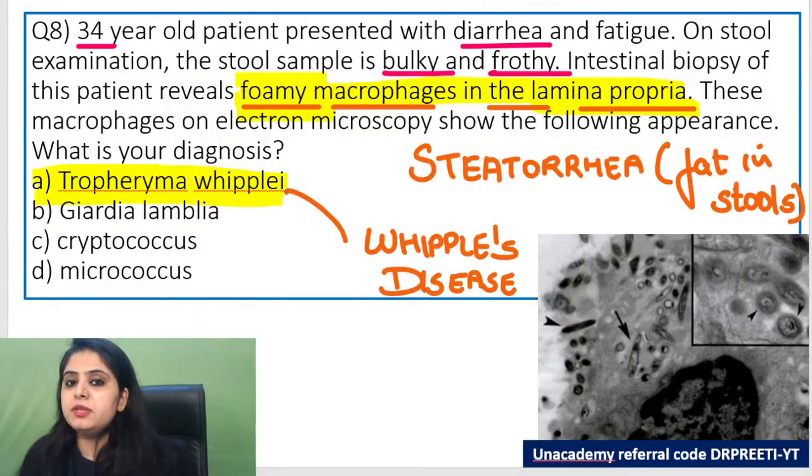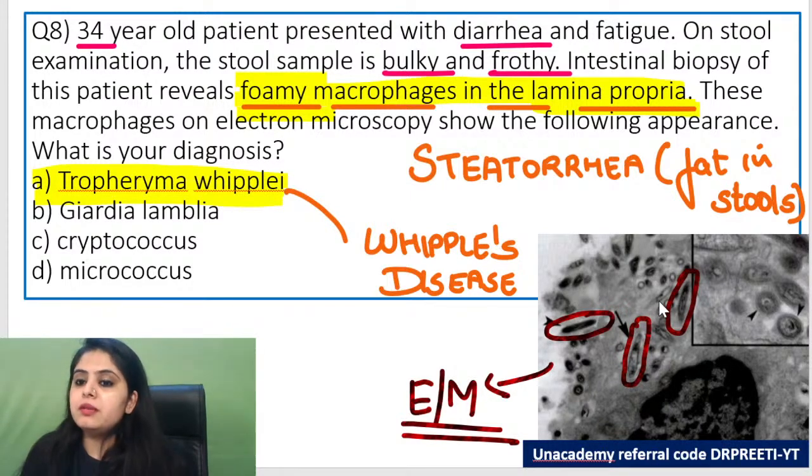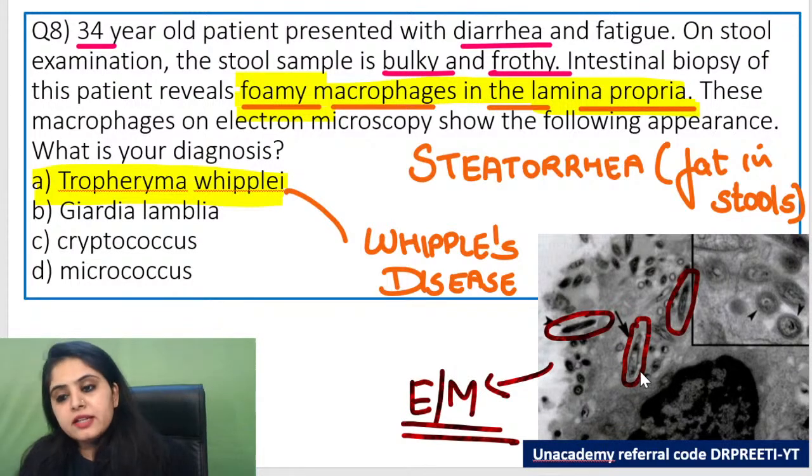So you say fine, let me do an electron microscopy. Let me do this black and white picture. And can you see these rod-like organisms, everyone? Can you appreciate these rod-like organisms? That is Tropheryma whipplei. Now it's very interesting to see this, but could you have made a diagnosis on this?